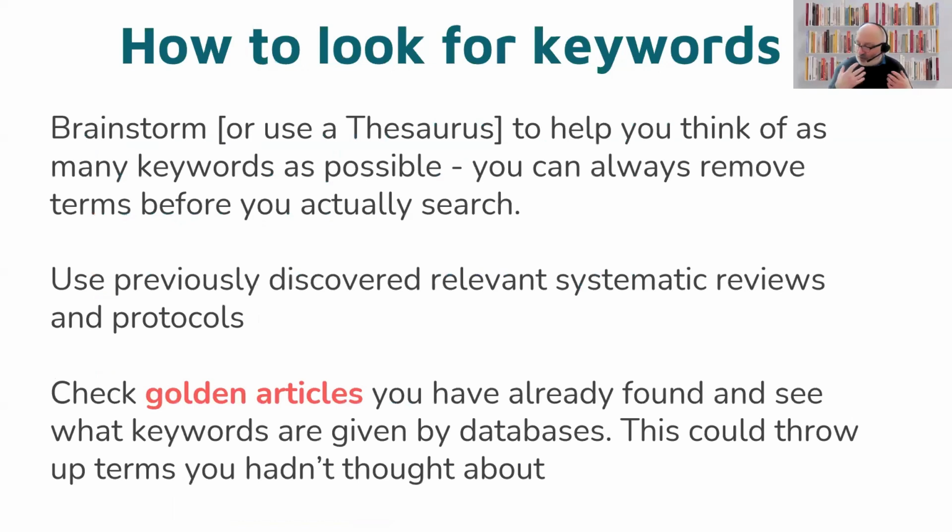So when you're thinking about your keywords, brainstorm. Remember, it's team-based, so use it to source. Think of as many relevant keywords as you can. You can always remove them at a later stage. Use previously discovered systematic reviews. It may not be the entirety of your question. If you're doing something on autism, you could just search for autism and not care what aspect of autism you're checking for, but you want their search strategy for autism. Use the golden articles as we've already discussed to see what keywords are given to articles you know about. It's all really helpful in helping you think of terms you haven't already thought about.